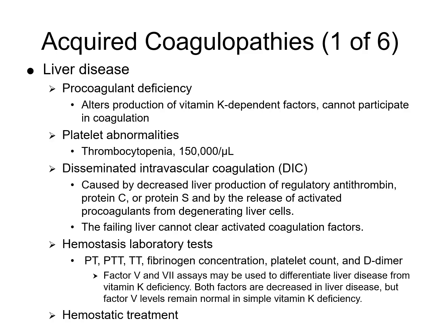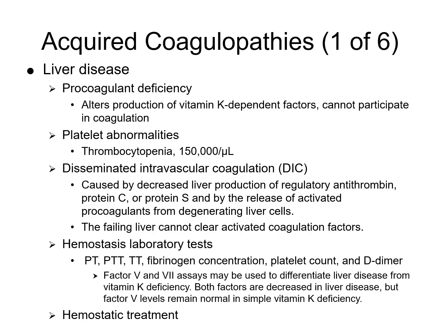All right, so we have hemorrhagic disorders of liver disease. Liver disease is a common cause of acquired hemorrhagic disorders. The liver plays a central role in maintaining hemostasis through the production of clotting factors, anticoagulant proteins, and regulatory components of the coagulation and fibrinolytic system.